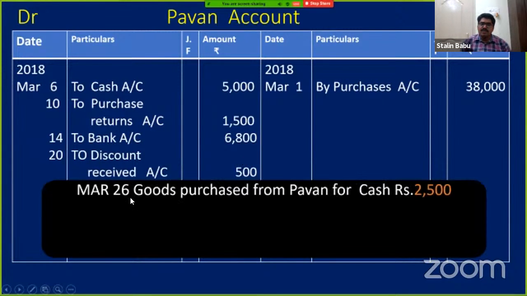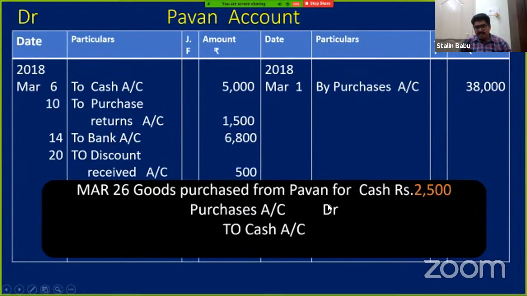On March 26, goods purchased from Pawan for cash. So what is the journal entry? Purchase account debit to cash account. If you observe the journal entry, there is no Pawan account either in debit or credit.